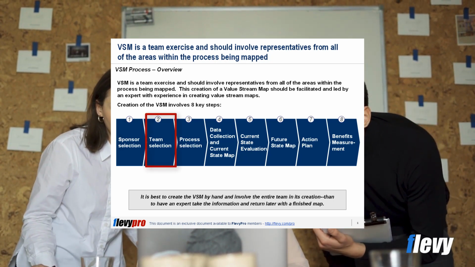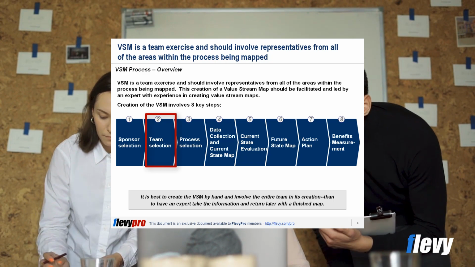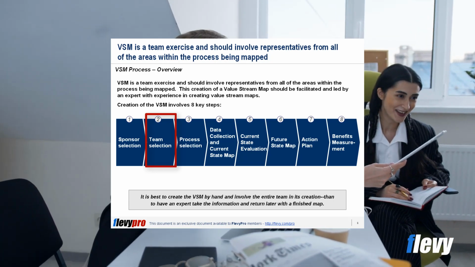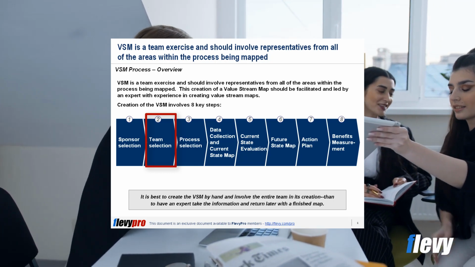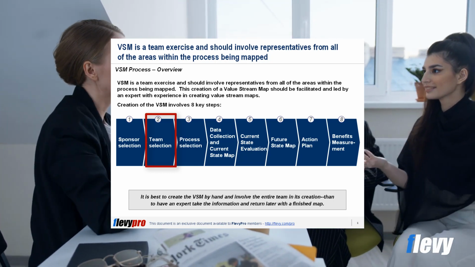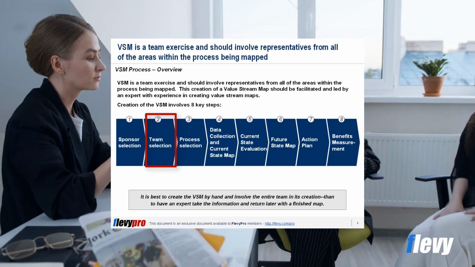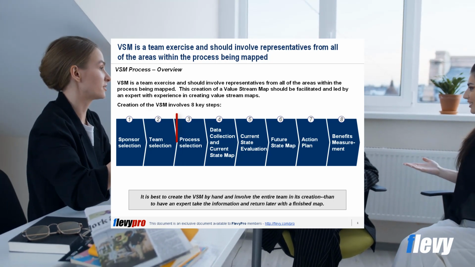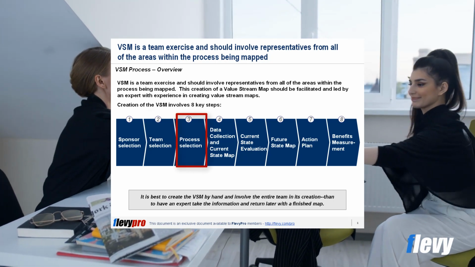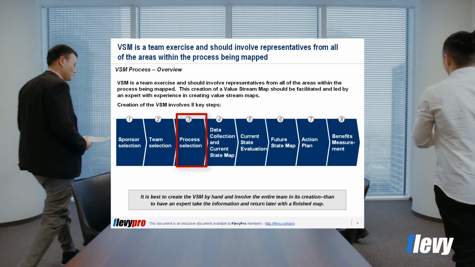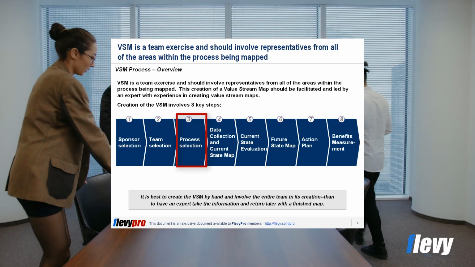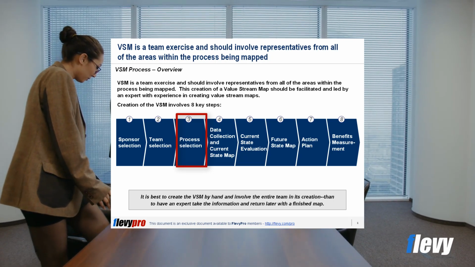The second step is to select your team. You should ensure that each area or stakeholder of the process is represented. For example, sales, purchasing, warehouse, etc. Step 3 is to select the process to be mapped. Value stream mapping is suitable for most businesses and can be used in manufacturing, logistics, supply chain, and some service-oriented organizations.